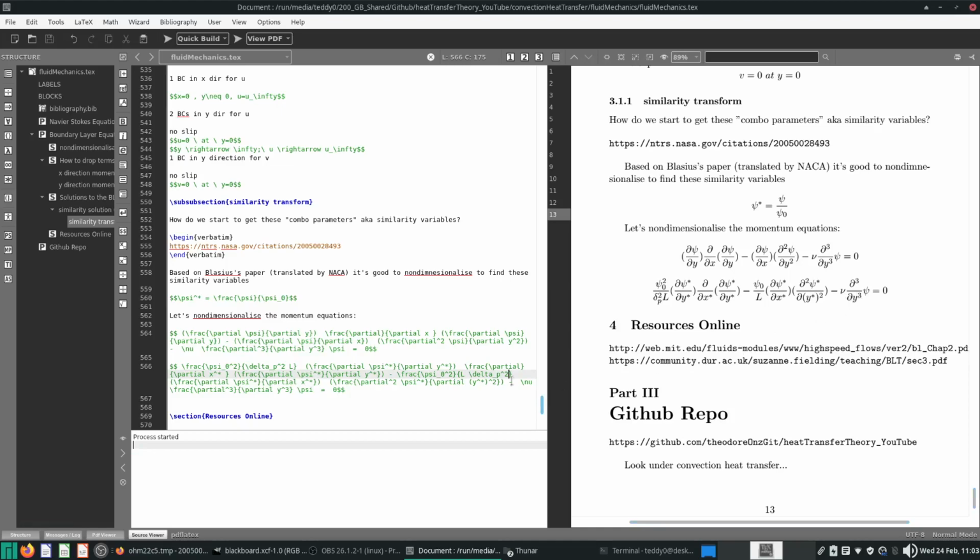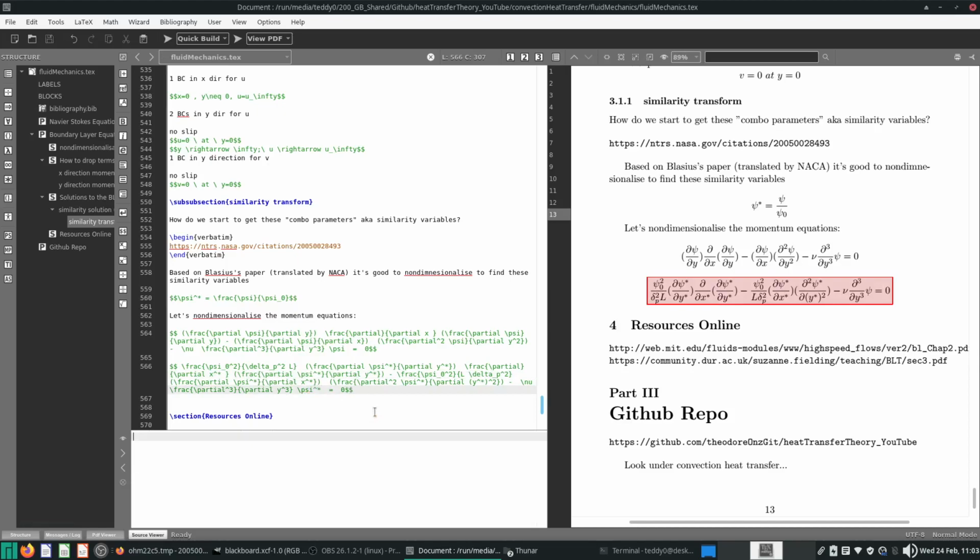Now the last one, pretty straightforward as well. We change our psi into psi star, y cubed into y star cubed. Then we will group all the terms together with nu, which is the kinematic viscosity, otherwise dynamic viscosity over rho. Psi naught will be on top, and delta p cubed will be at the bottom.